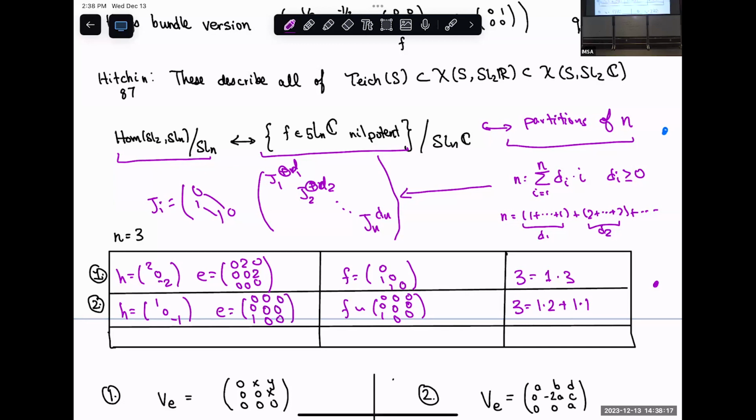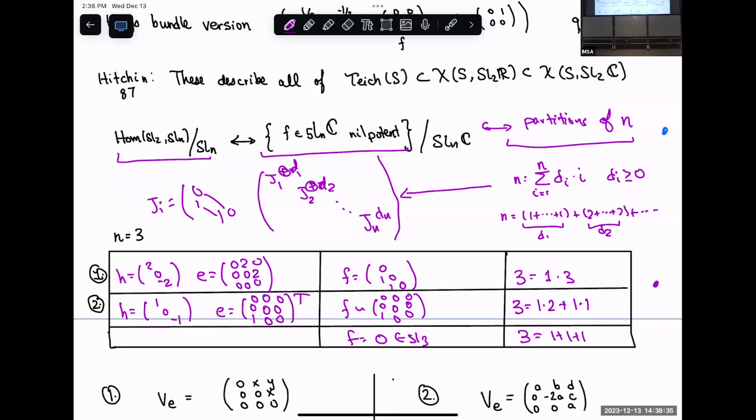Oh, transpose. Okay. Great. Then the last one, of course, is 3 is 1 plus 1 plus 1, and that is 0 in SL3, which of course you cannot complete to an SL2.